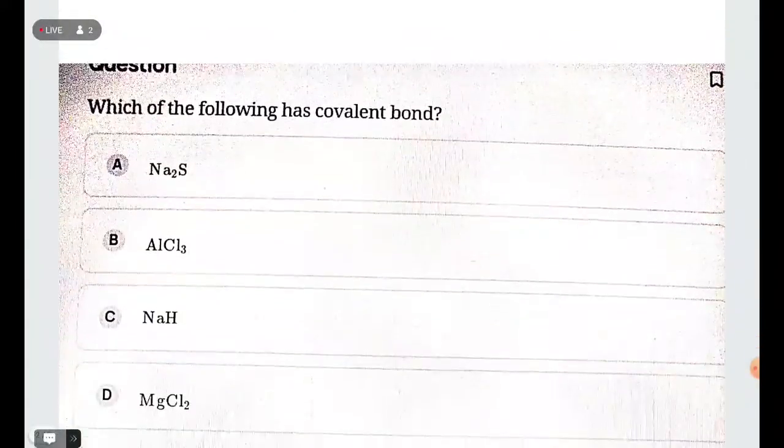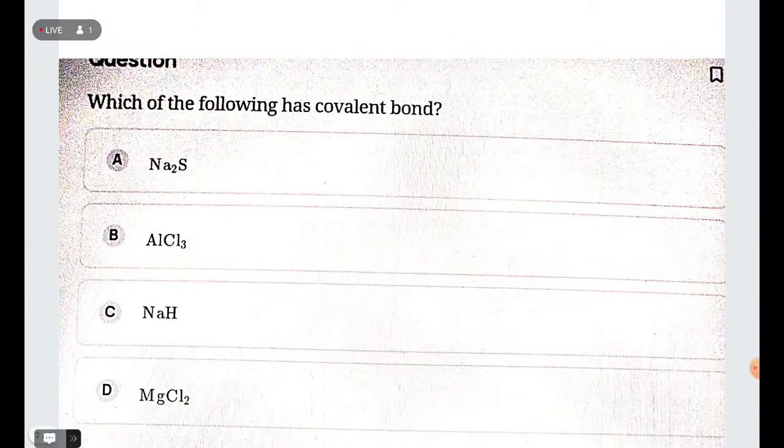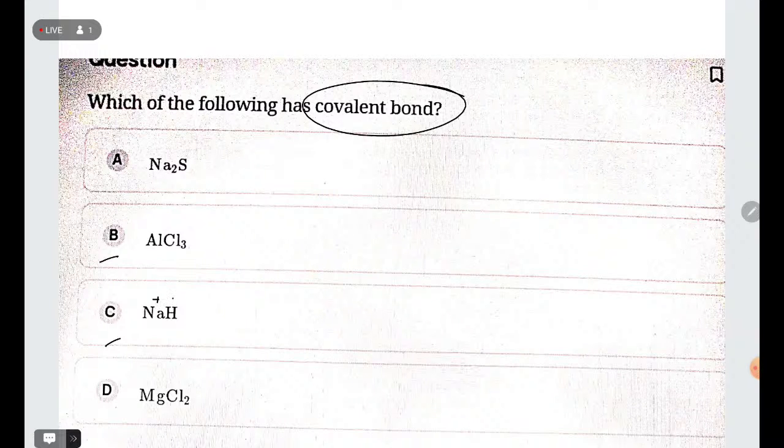Now let us try to understand problem number 2, student. Which of the following has a covalent bond? We have the options Na2S, AlCl3, NaH, and MgCl2. When you talk about NaH, this is sodium hydride, plus and minus, this is completely ionic.